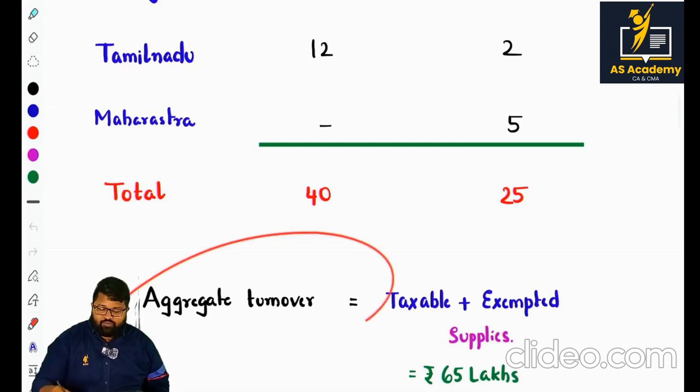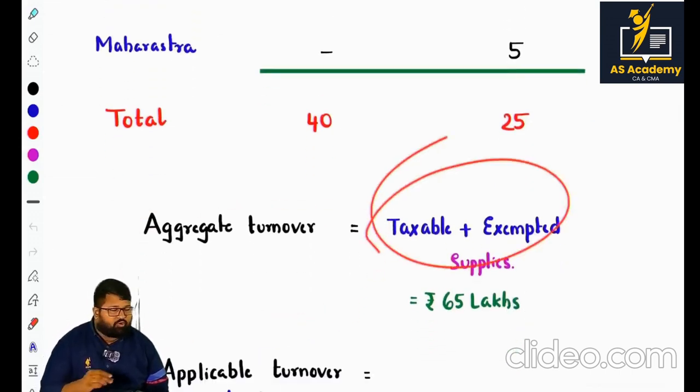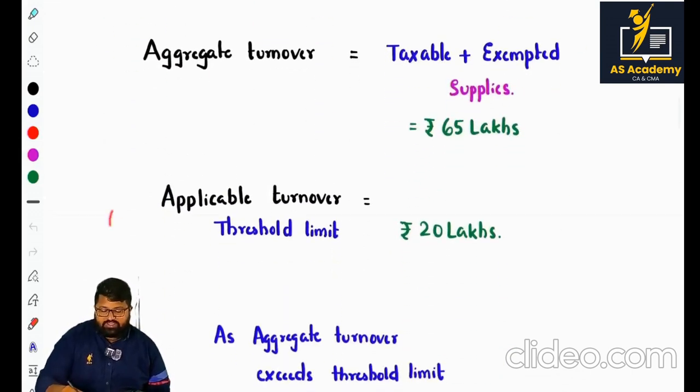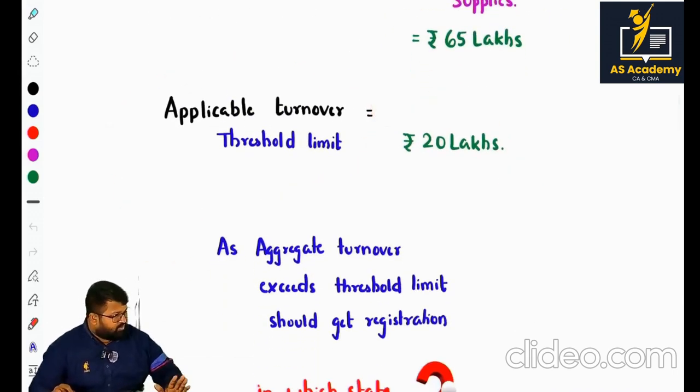So basically, what do we see? Aggregate turnover. For seeing the aggregate turnover, what is included? Both taxable supplies plus exempted supplies. The applicable turnover limit depends upon the scenario; it can be 10, 20, or 40. But we have not gone through registration now. In the future, we can do that part.